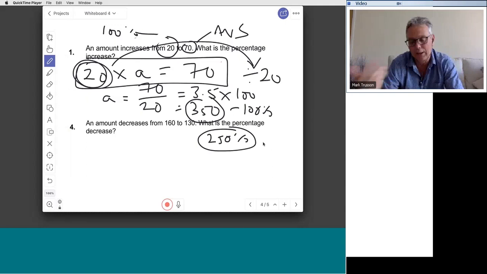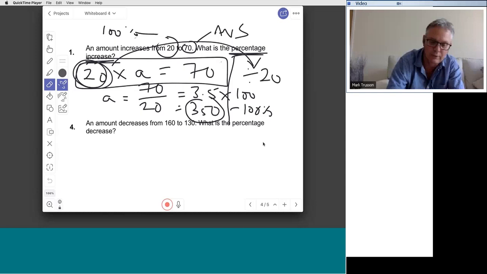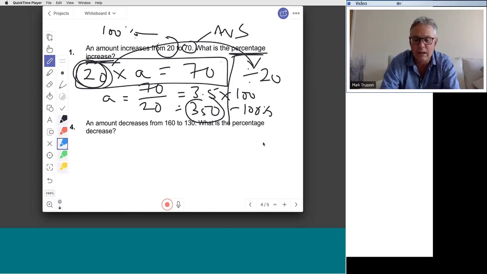So let's see if I just rub this little bottom bit out rather than all of it. How we apply that for the next question, change the colour. An amount decreases from 160 to 130. What is the percentage decrease? So we're going to do the same thing. That's our 100% and our starting point. We're going to need to take that 100% off at the end.